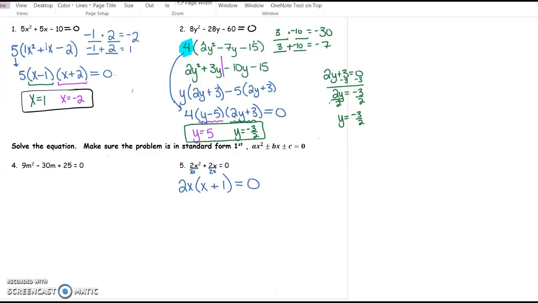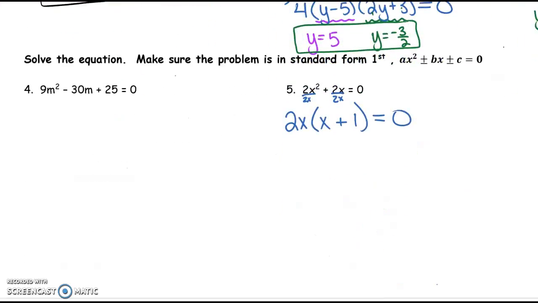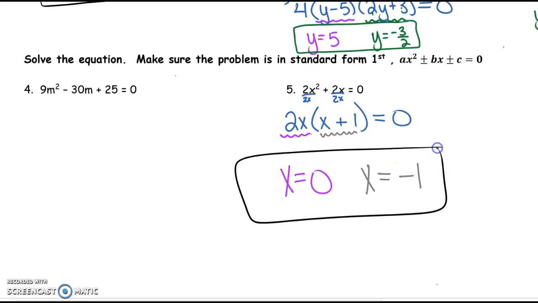Now we need to solve. For the first one, how can we make 2x equal 0? If x was 0. So one of our solutions is x equals 0. If we want x plus 1 to equal 0, what does x need to equal? Negative 1. Our two solutions are 0 and negative 1.